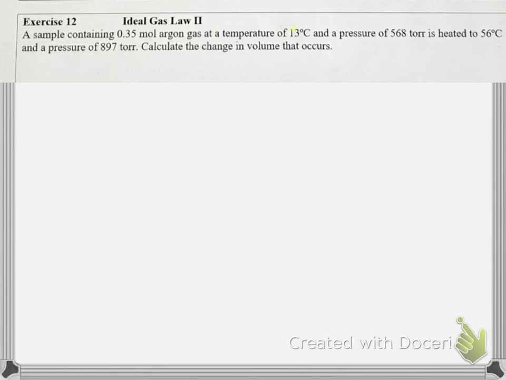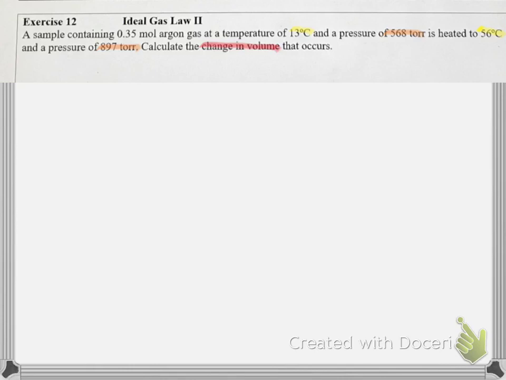But we're told that we start at a temperature of 13 degrees Celsius and we end at a temperature of 56 degrees Celsius. So our temperature is changing. And then we're also told that we start at a pressure of 568 torr and we change it to a pressure of 897 torr. And we are looking for our change in volume. Okay, so we're really concerned about temperature, pressure, and volume. Those are the only three variables that are changing throughout this problem.